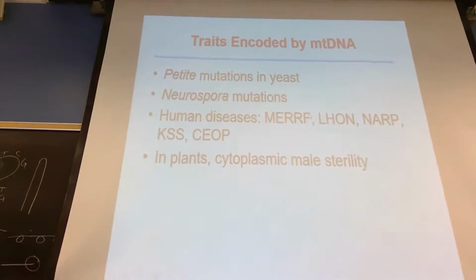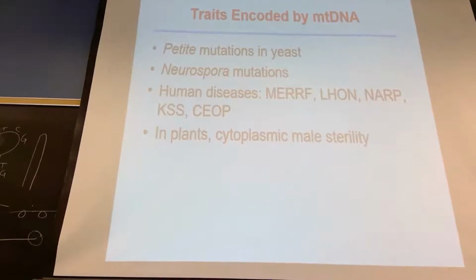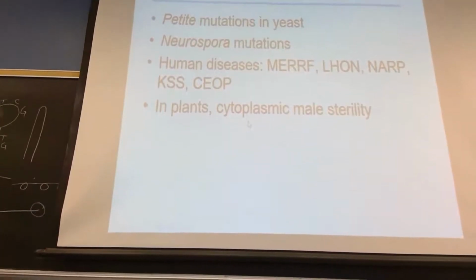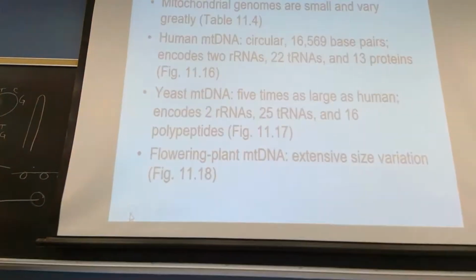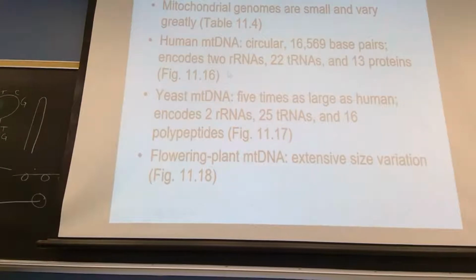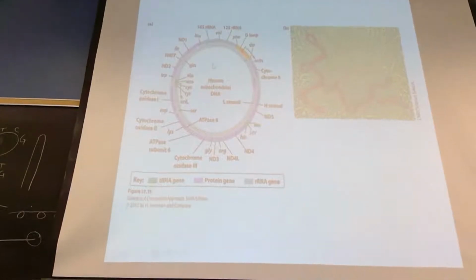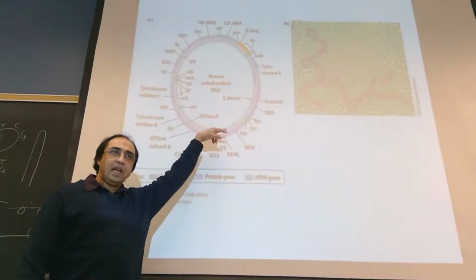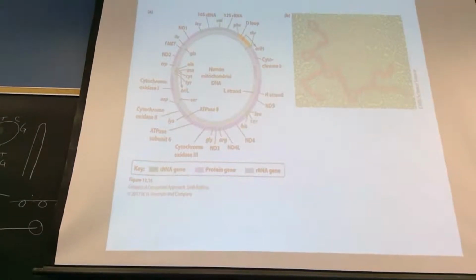Some traits with the mitochondria are the petite mutation in yeast, some Neurospora mutations, and in human cases, the diseases associated with the mitochondrial DNA. And in case of plants, it is cytoplasmic male sterility. Just keep this in mind. And the mitochondrial genome is generally a circular structure. We already found out all the genes from there with the restriction enzymes, and we know what the genes are and what proteins they can synthesize.